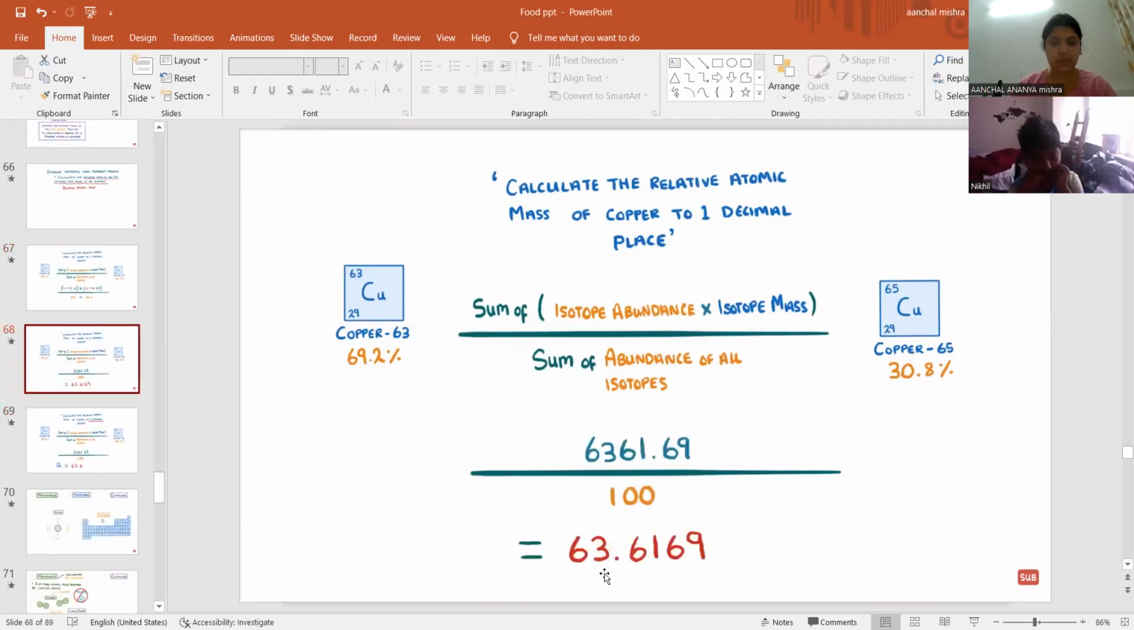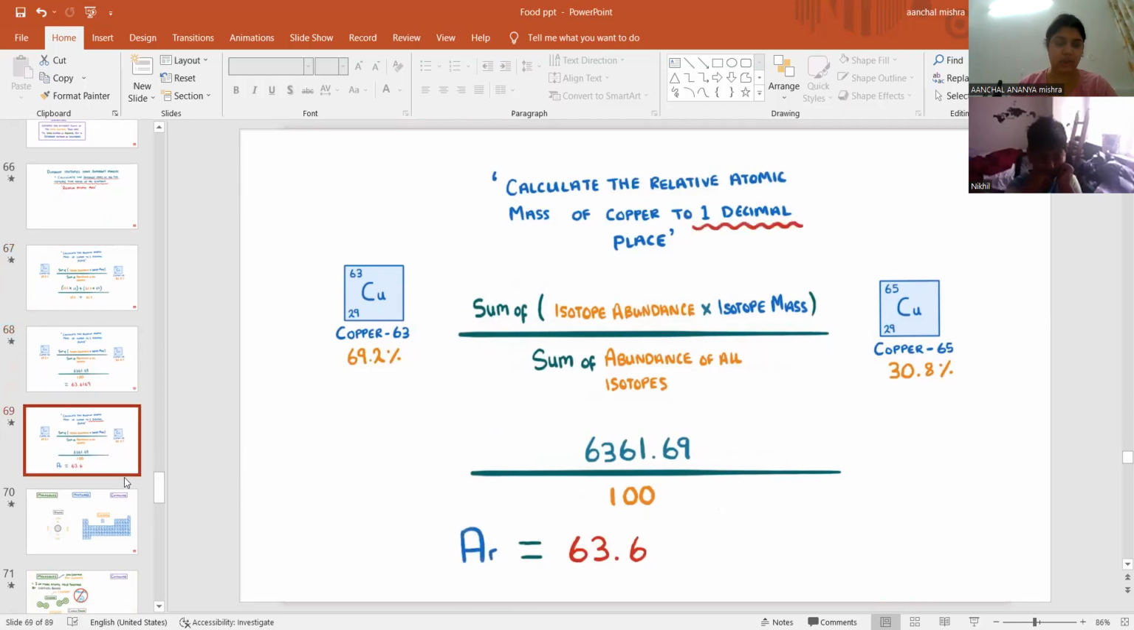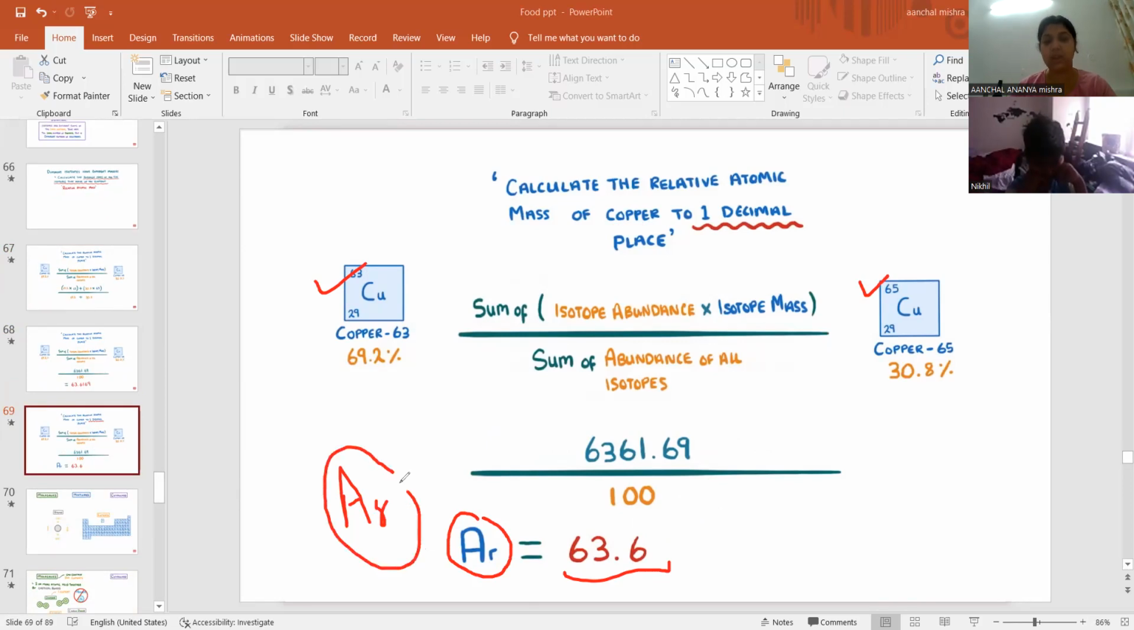So this is 63.61, and we are asked to round it off to one decimal place, so it is 63.6. Okay, so what is this? This is the relative atomic mass of these two isotopes in the given sample. And how do we denote the relative atomic mass? We denote it by this symbol: A, and then we write an r. This is the relative atomic mass symbol.